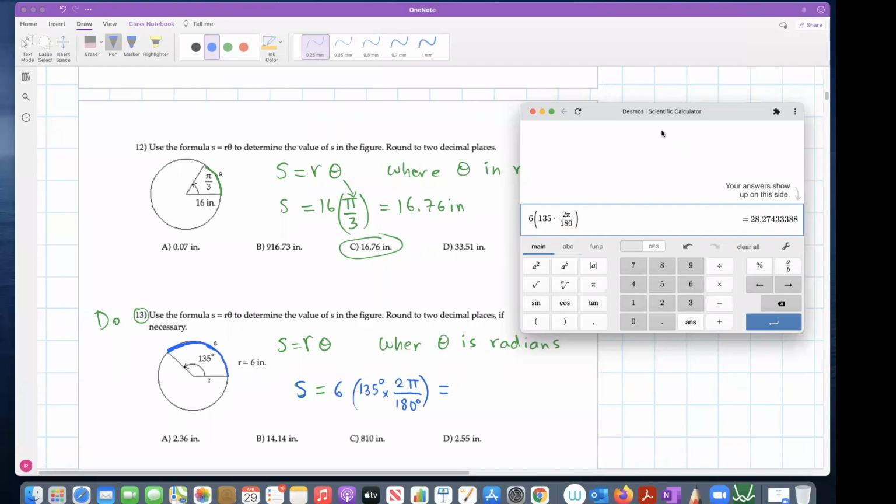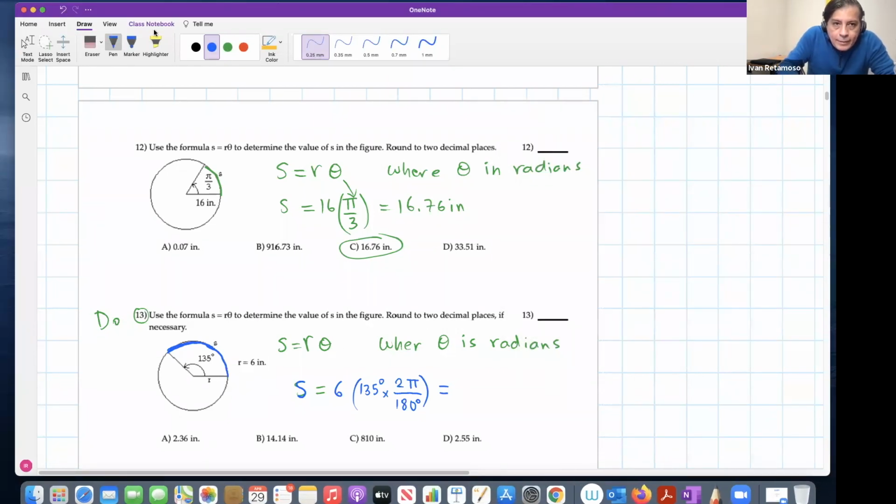Where did the 2 come from for 2 pi? I'm so sorry, Regine. It's just pi, not 2 pi. Thank you. It's just pi, guys. So we're going to erase this here. So this should be the answer: 14.13, rounded to 2 decimal places, 14.14. Very good. 14.14. Let's erase this unnecessary number 2.